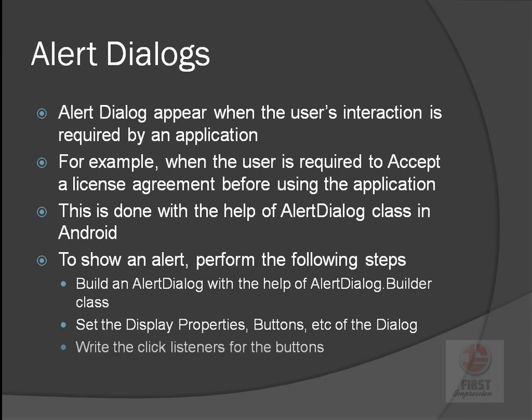Then you have to write the on-click listeners for the buttons. Like in our example, do you want to exit, yes or no? You have to write the on-click listener for yes and the on-click listener for no. Then you have to create the alert for displaying to the user, and then you have to show the dialog. Okay, I hope these 5 steps are clear to you. You have to first build the alert dialog, set the properties of the dialog, write the on-click listeners, create the alert, and show the dialog.